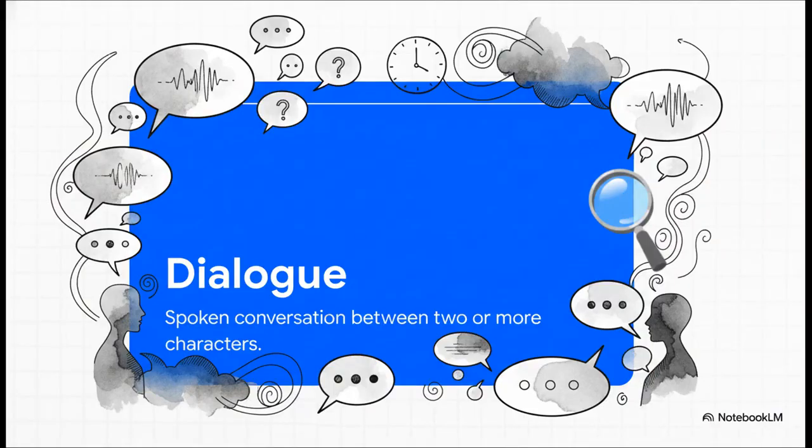Let's start our descent at the very tip of the iceberg. Dialogue. Basically, this is spoken conversation happening externally in the physical world of the story. Its absolute superpower as a literary tool, immediacy. It gives us, the audience, this direct front-row seat to interactions exactly as they unfold in real time. We're literally watching the volley of words just as the characters experience it.